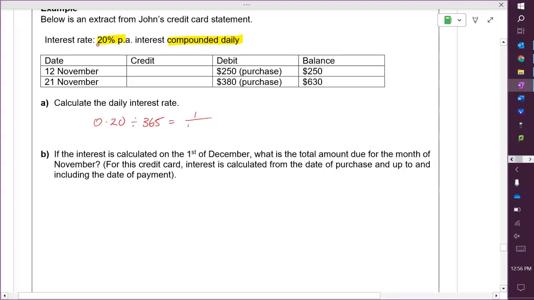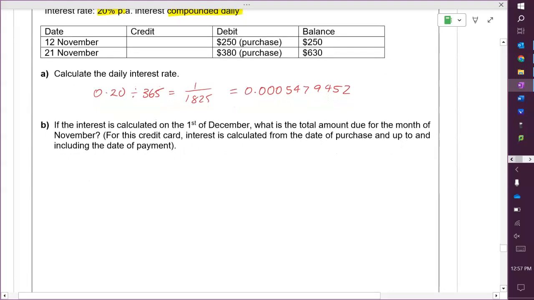That gives us 1/1825. I prefer to keep it as a fraction because it's more accurate. You're not going to get caught out with rounding in your decimals. But if you wish to have it as a decimal, or if it asks as a decimal, then this is what you would end up with. Now, the next part says, if the interest is calculated on the 1st of December, what is the total amount due for the month of November?